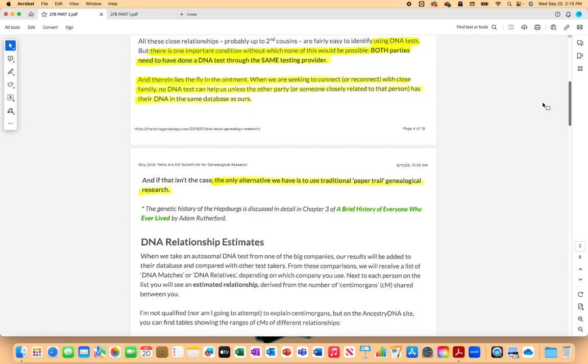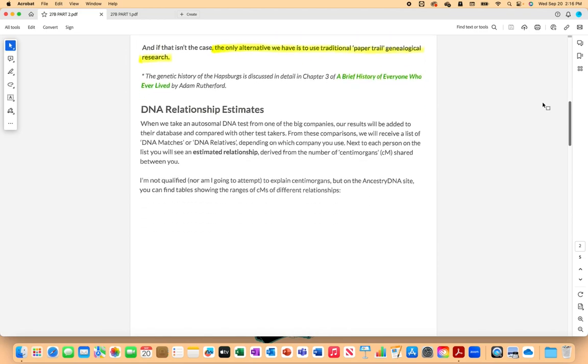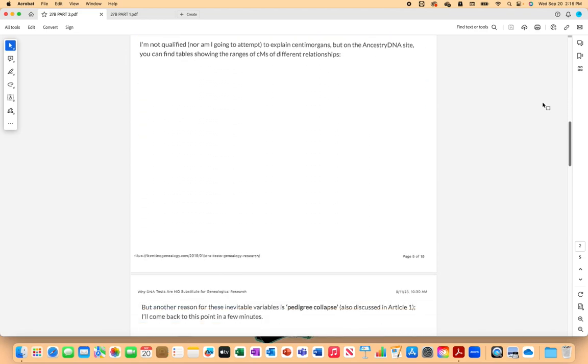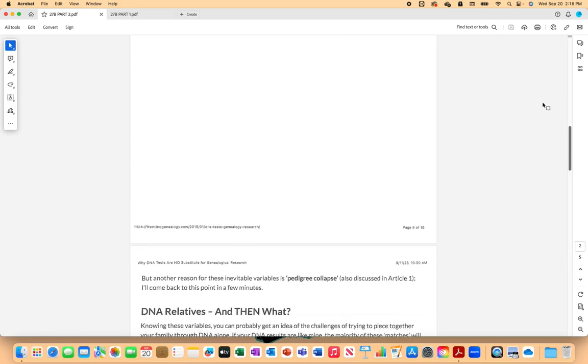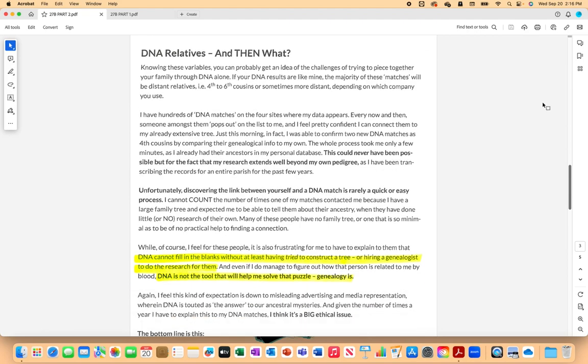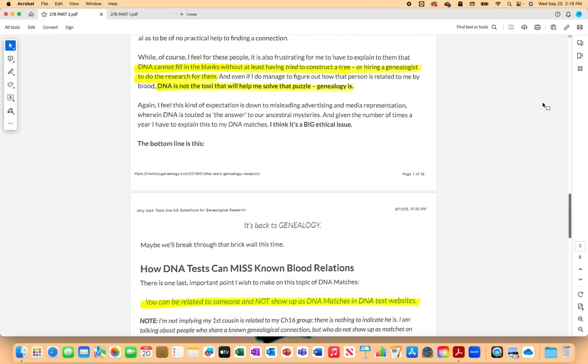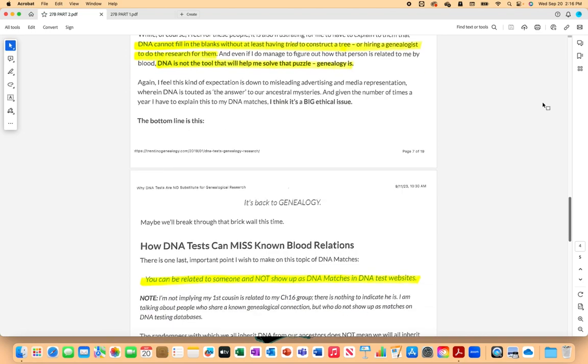The only alternative we have is to use traditional paper trail genealogical research, which is very specific, and it does take time, but it's extremely fulfilling. You should try it.